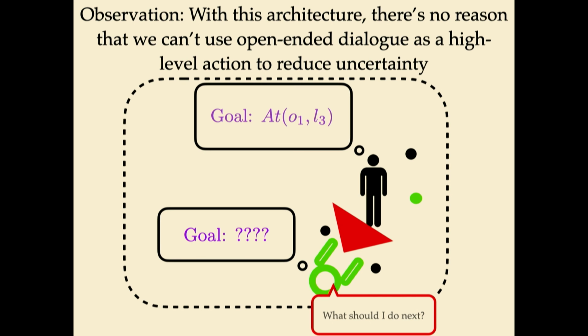So with this architecture, there's no reason that we can't use open-ended dialogue as a high-level action to reduce uncertainty. We'll be looking at settings where the person knows what goal they want, and the robot is going to be able to take their uncertainty about the goal and resolve that through language actions. And I think this provides a much more efficient way for us to have systems that learn and interact with us in the ways that we want.